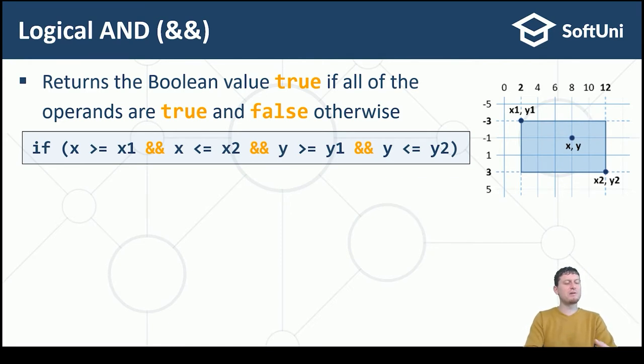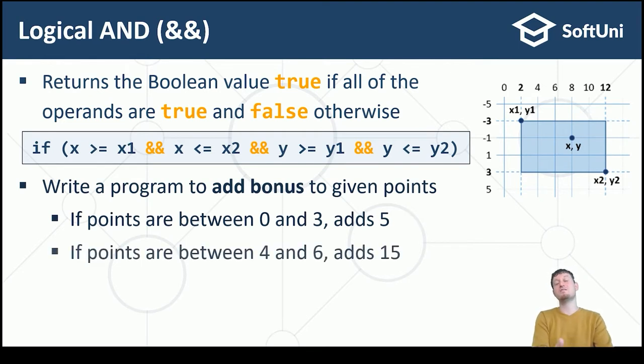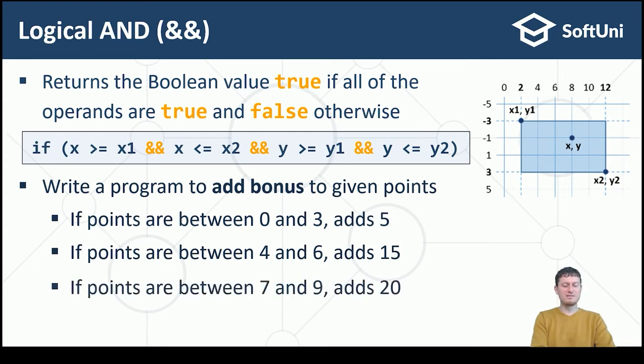Another example is to write a program which adds bonus points to a given number. So we have achieved some result and if the result is from 0 to 3, we add 5 bonus points. If the result is from 4 to 6, we add 15 additional bonus points. If the points are between 7 and 9, we add 20 additional bonus points. So this is how this can be implemented. If we have 4 points, we add 15 more and our result is 19.